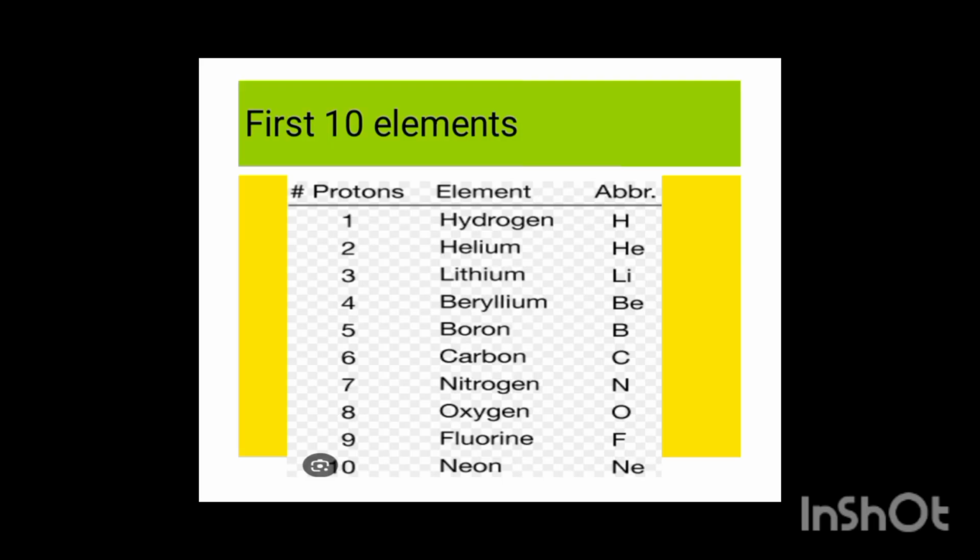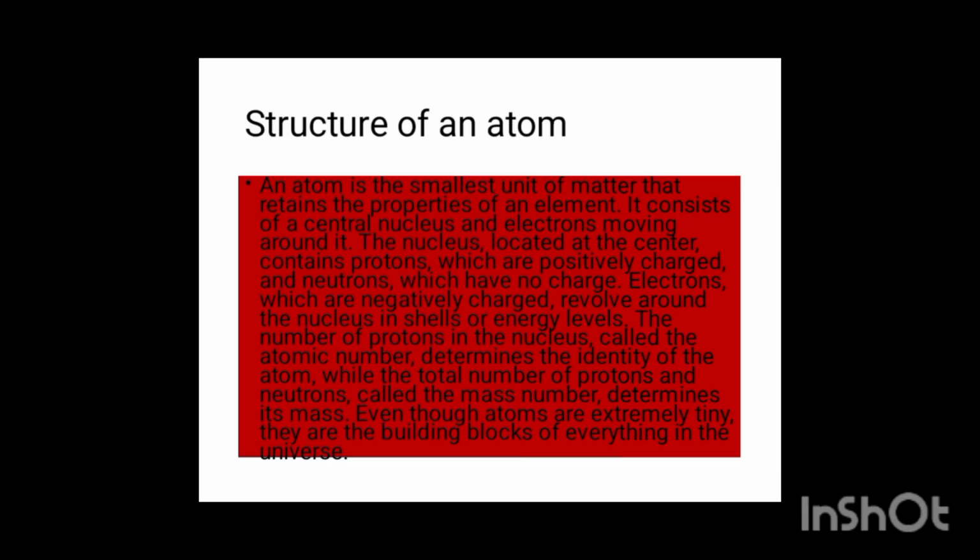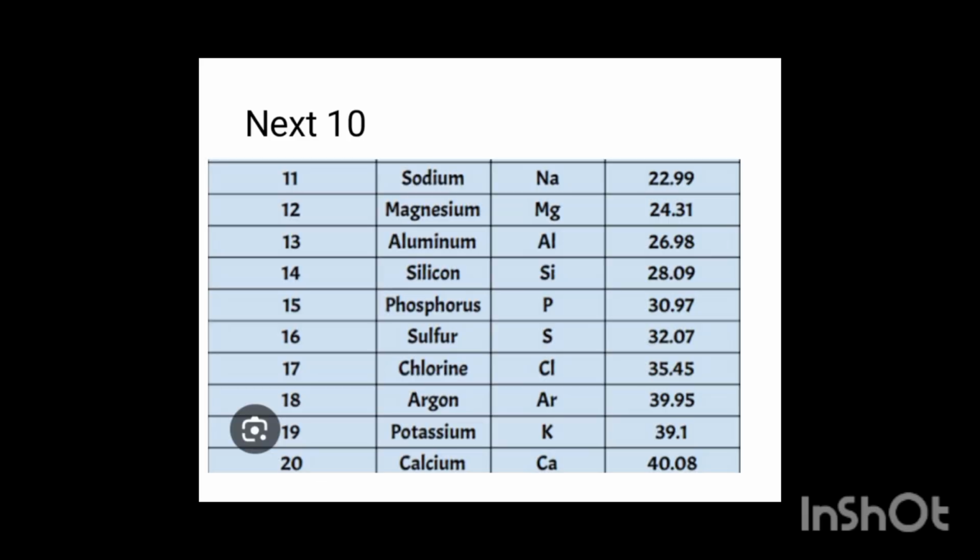Now abbreviations. Hydrogen is represented by capital H, helium by capital H and e, because we cannot use just H for helium, as it would be the same as hydrogen, so we have to make it different. Lithium is Li, beryllium Be, boron B, carbon C, nitrogen N, oxygen O, fluorine F, neon Ne. So you have noticed that the abbreviations start with capital letters. This is what we need to remember: abbreviations always start with a capital letter.